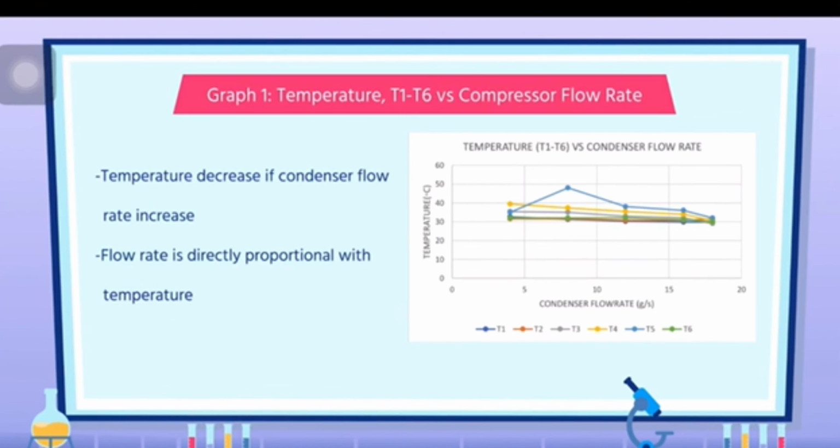Next, I will continue with the discussion part. Two graphs were drawn based on the result. The first graph is temperature T1 until T6 versus condenser flow rate. Based on the graph, the temperature decreased as the condenser flow rate increased. But we can see that the values of T3 and T5 are affected by the changing of the flow rate. Their values decline as the condenser flow rate increases due to the transfer of heat at the condenser.